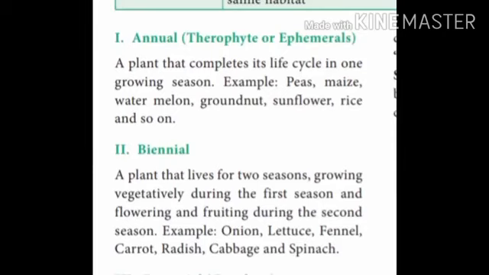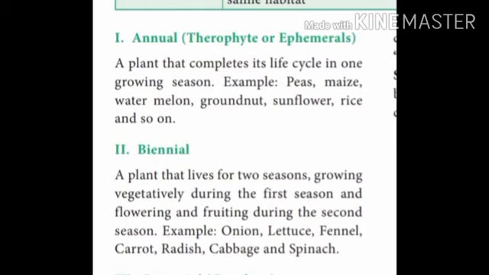The third topic would be lifespan. Based upon the lifespan, plants are classified into annuals, biennials and perennials. Annuals are the plants that complete their life cycle in one growing season only. They will have only one vegetative phase and one reproductive phase. After that the plant will die. Examples: peas, maize, watermelon, groundnut, sunflower, rice. After they give their fruit, they will not grow the next time. It is all for that.